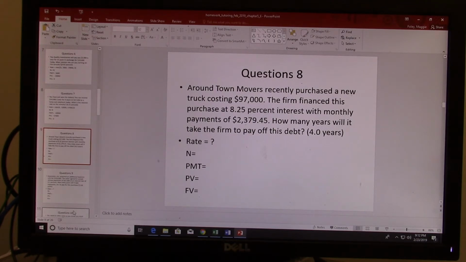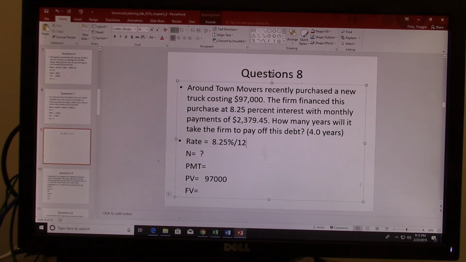Question number 8. Around town movers recently purchased a new truck costing $97,000. The firm financed this purchase at 8.25% interest with monthly payments of that much. How many years? So it's asking for N for this question. The truck costs $97,000 now, so it has to be the present value. And the firm finances at 8.25% monthly, so the rate should be 8.25% divided by 12.